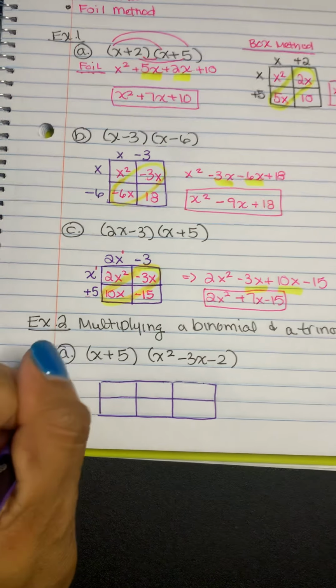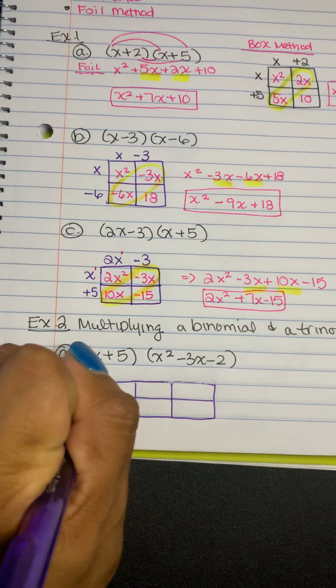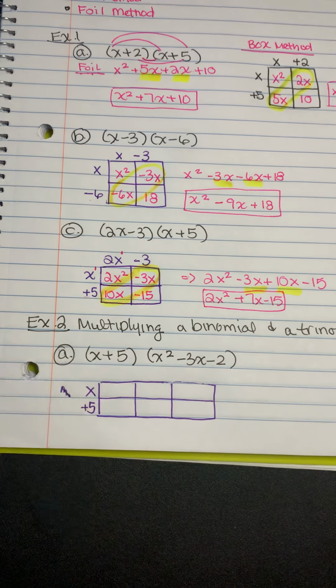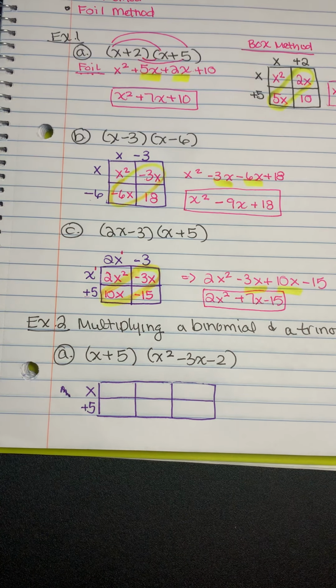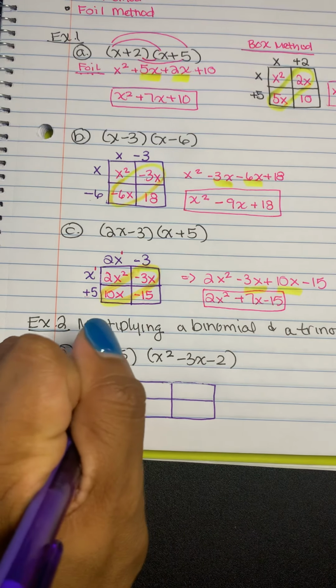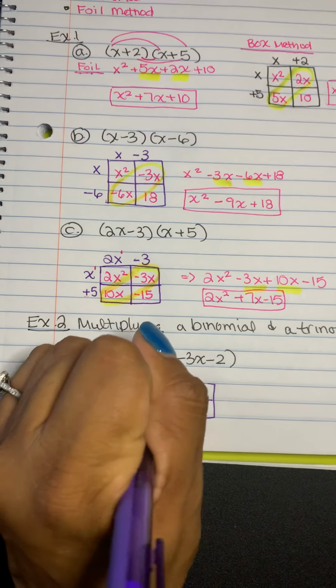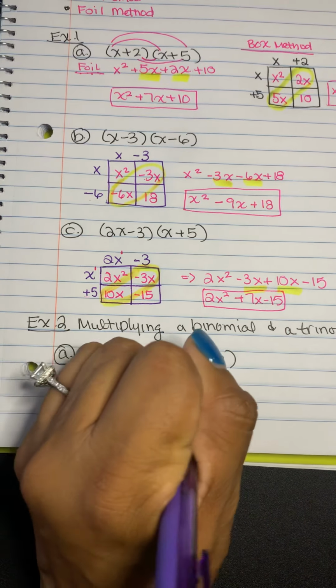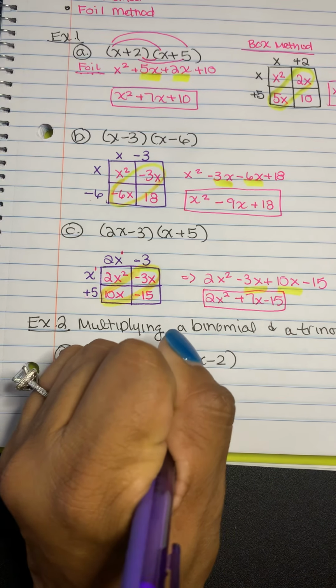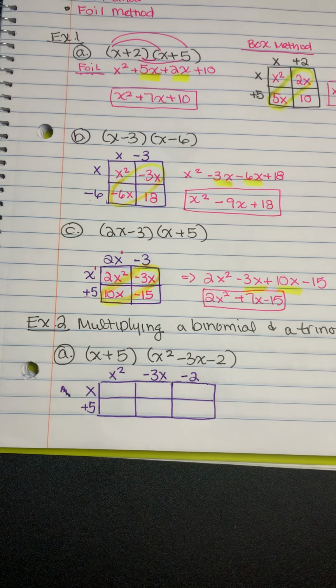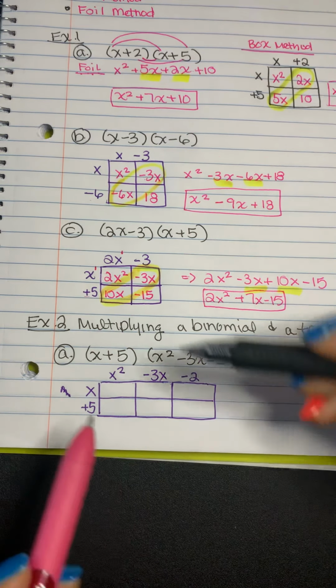Oops, what did I do? Sorry. X plus 5 goes here. Vertical and horizontal, we have x squared minus 3x minus 2. So very similar to what we did in example 1, B and C. Creating our box, we're still multiplying. Okay, here we go.